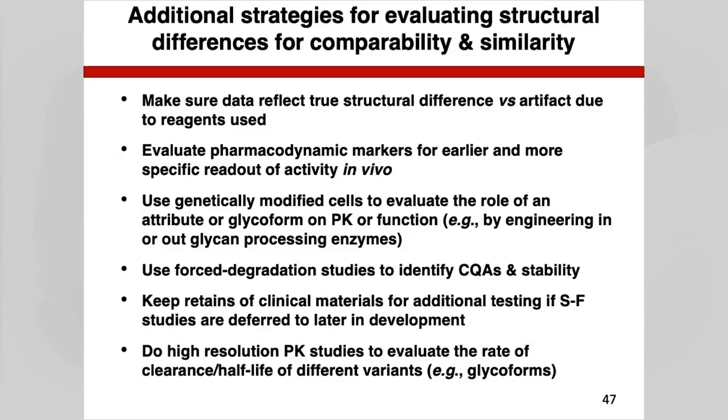You could use pharmacodynamic markers to determine if you have a change in your product, whether there's an impact on the clinical profile. And this can sometimes give you an earlier read on whether there's been an important change to the molecule, short of doing an actual clinical efficacy study. You can use genetically modified cells to evaluate the role of some attribute, like a glycoform, on PK or on function. So, for example, engineering the cells to remove the moiety or the structural element that you're studying in order to see whether there's an impact.